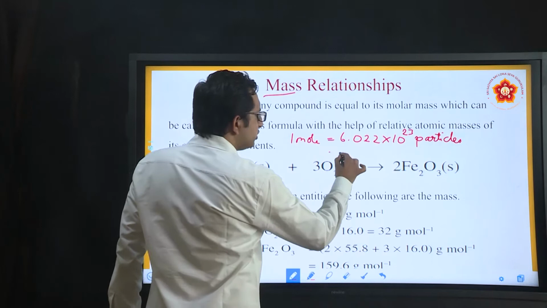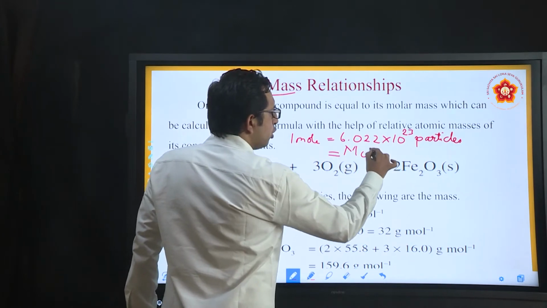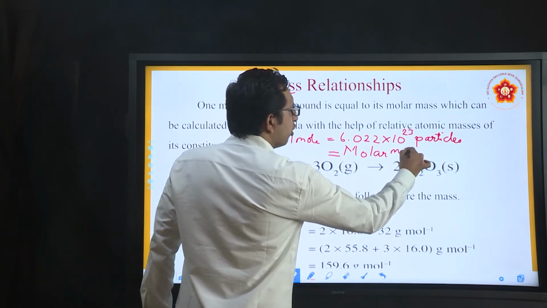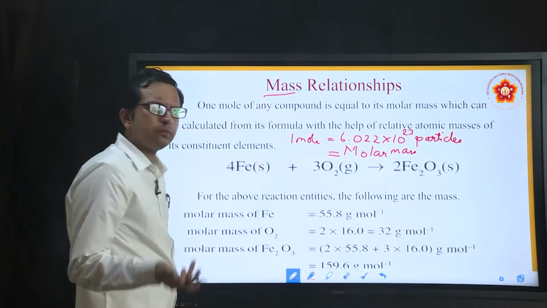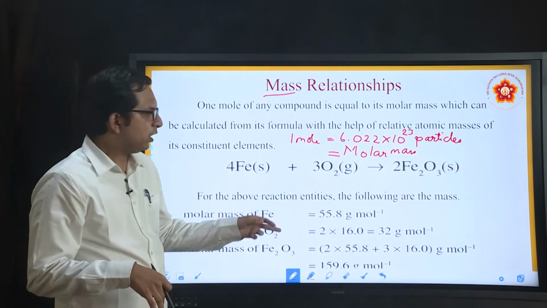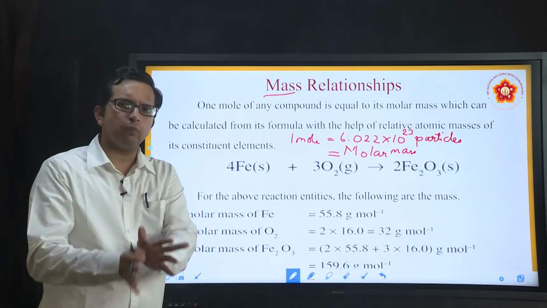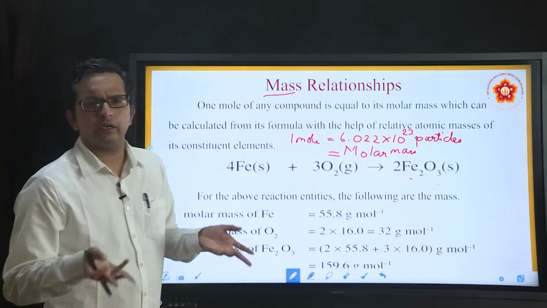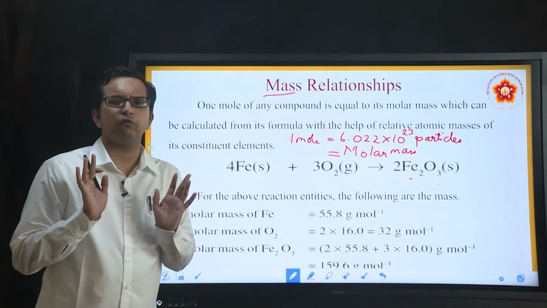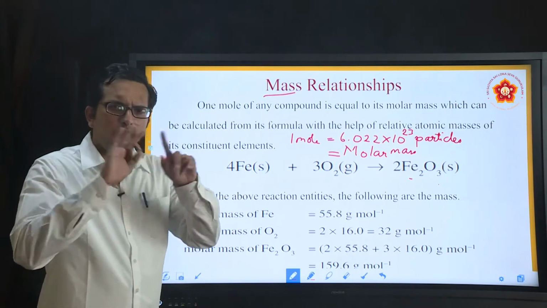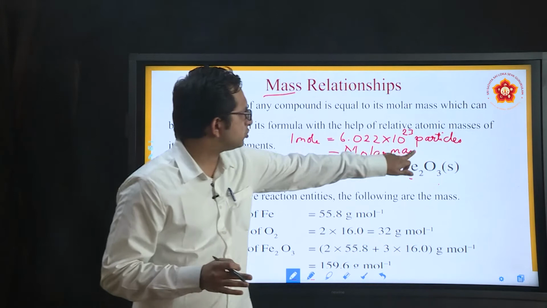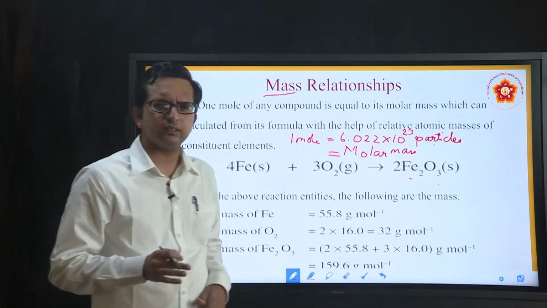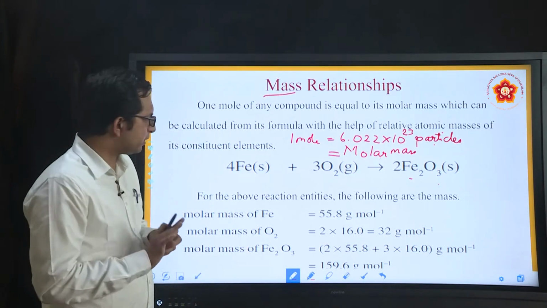Now, this 1 mole is also equal to the molar mass of the compound. If an atom is present, it is equal to the atomic mass. If a molecule is present, it is equal to the molecular mass. If a formula unit is present, it is according to the corresponding formula mass. But you can generalize all this, the way you generalize to particles, generalize this as molar mass. Now, what do you mean by that?